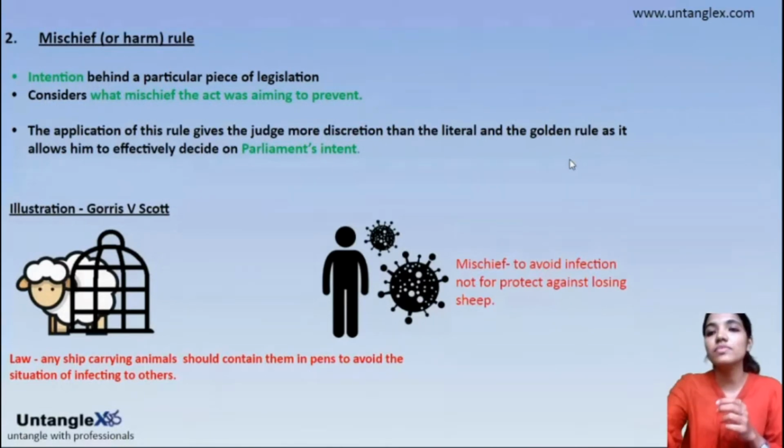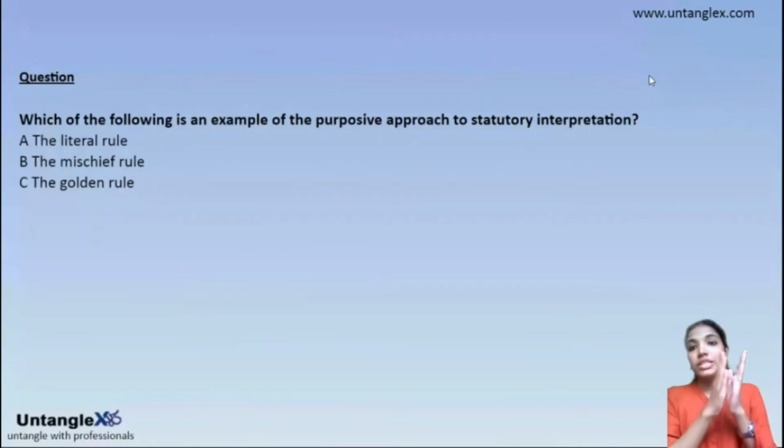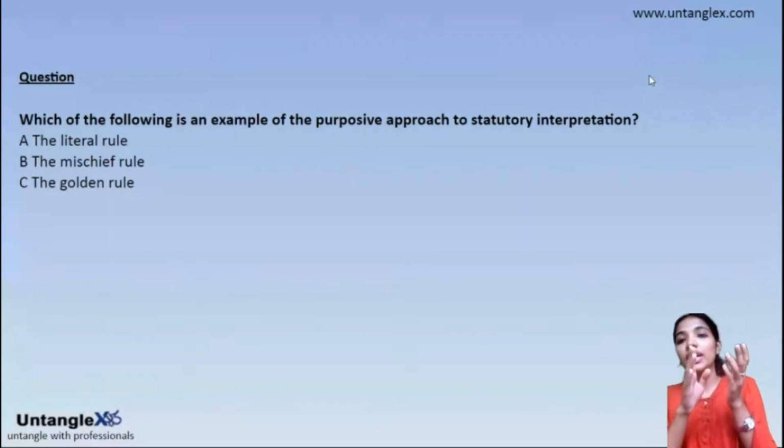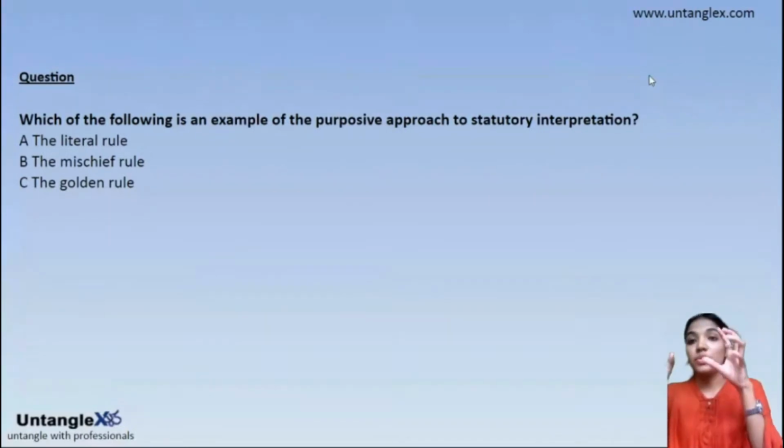Okay, let's do a question. Which of the following is an example of the purposive approach to statutory interpretation? Literal rule? No. The mischief rule? Yes. The golden rule? No. So purposive is what is meant. What did Parliament mean to prevent in this law? That will be taken, and it is B, the mischief rule.